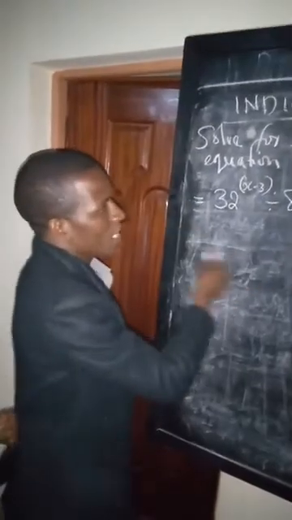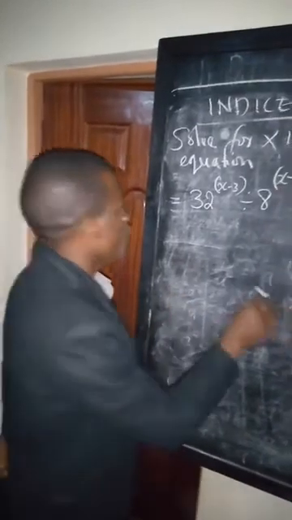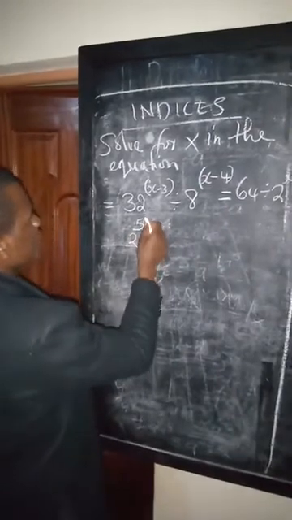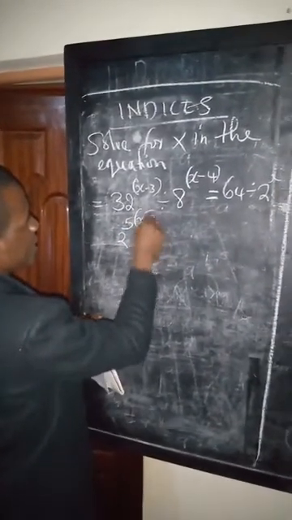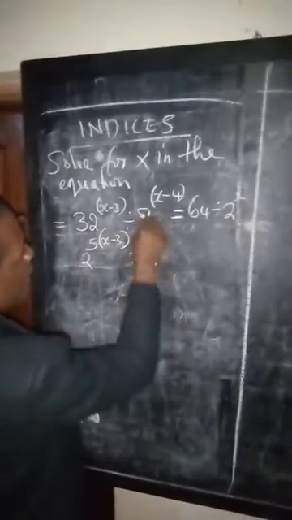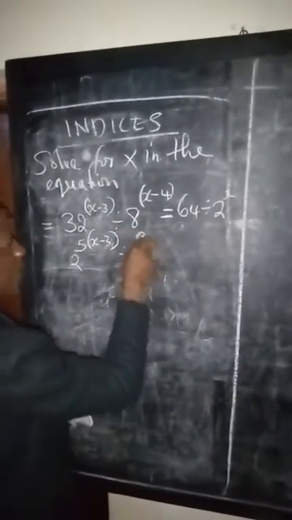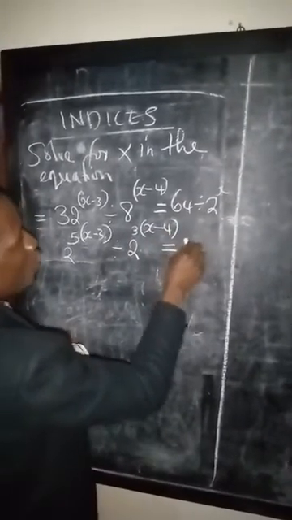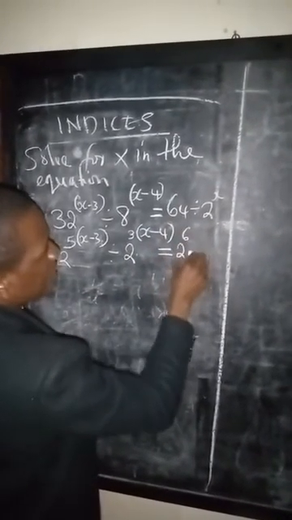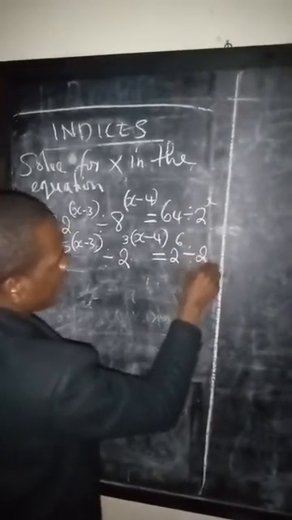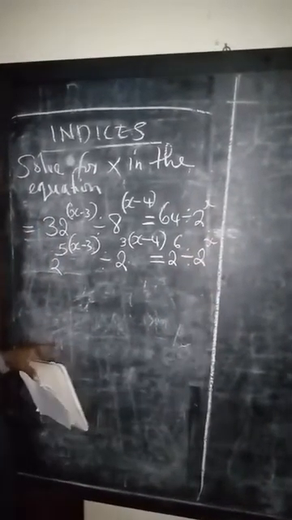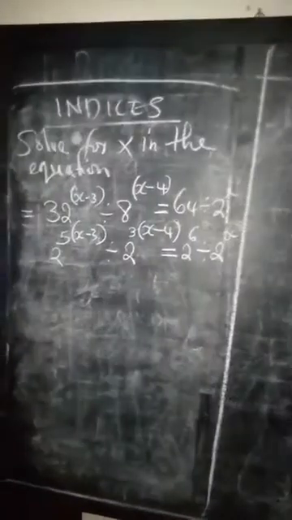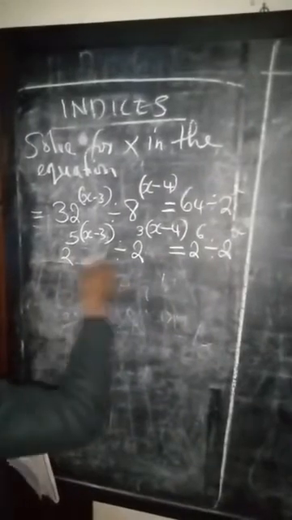In our case here, we can write these numbers into a common base of 2. For example, that 2, we can write it as 2 raised to power 5 in bracket x minus 3, divided by 8, which we can write as 2 raised to power 3 in bracket x minus 4, which is equal to 2 raised to power 6, then divided by 2 raised to power x. The numbers are already written in the form of a common base. Therefore, we can equate the powers.